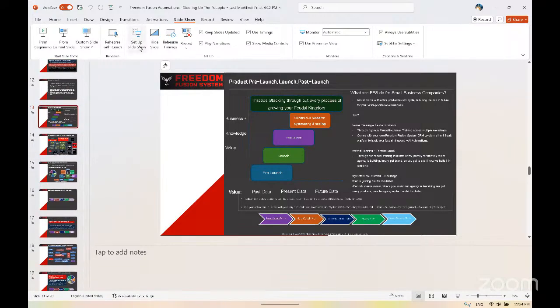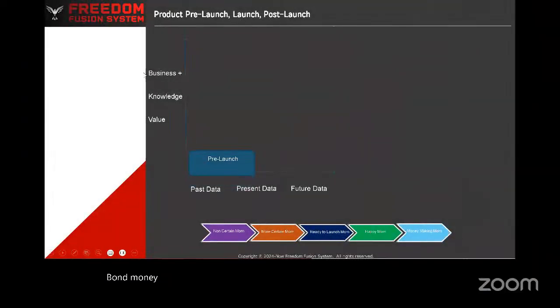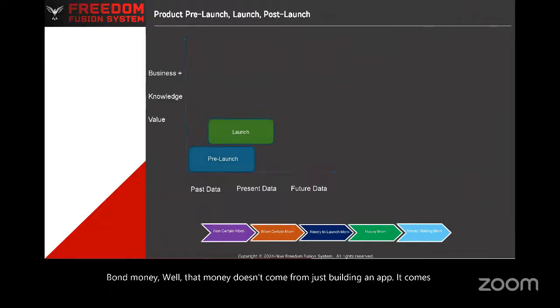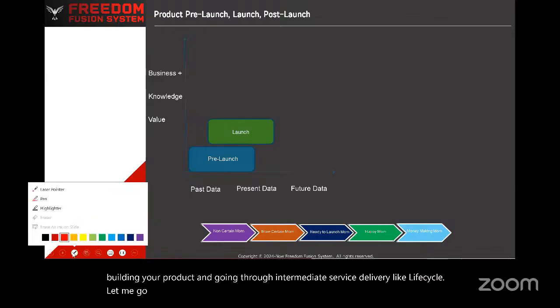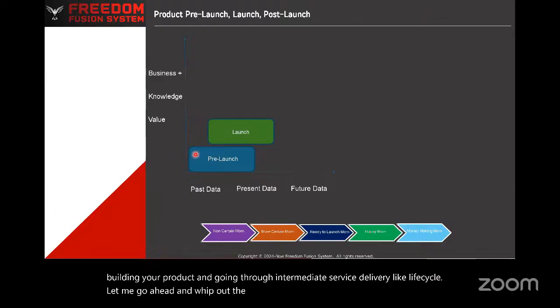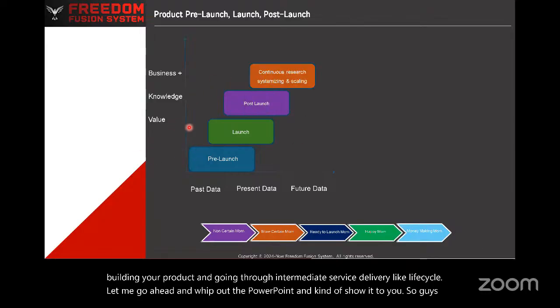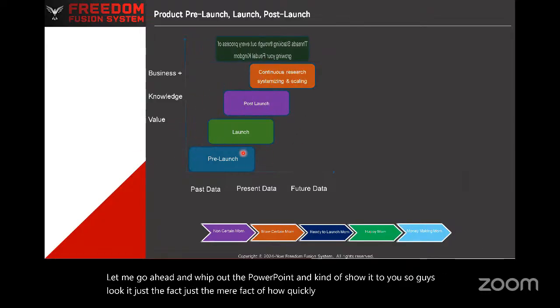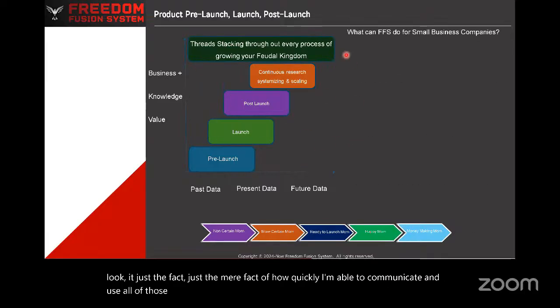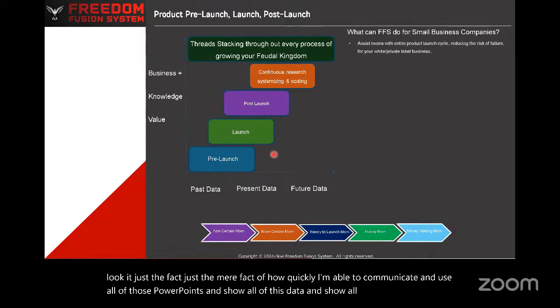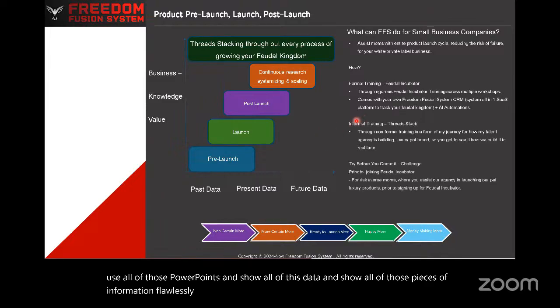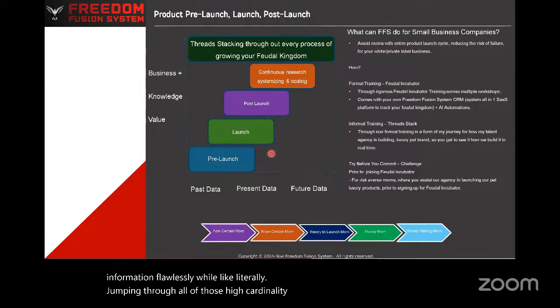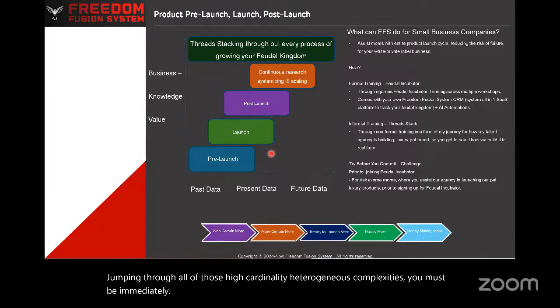But trust me, if you're a bougie boss mom over 40 and you're trying to figure out how to make money, that money doesn't come from just building an app. It comes from building your product and going through an intermediate service delivery life cycle. Let me go ahead and whip out the PowerPoint and show it to you. Guys, look, just the mere fact of how quickly I'm able to communicate and use all of those PowerPoints and show all of this data and information flawlessly while literally jumping through all of those high cardinality heterogeneous complexities, you must be immediately hooked right now.